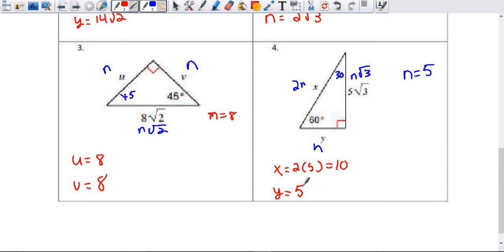All right, there's your notes for 8-2, your special right triangles. But again, if this is kind of difficult for you to get, maybe you could just use SOHCAHTOA instead. It works just as well.